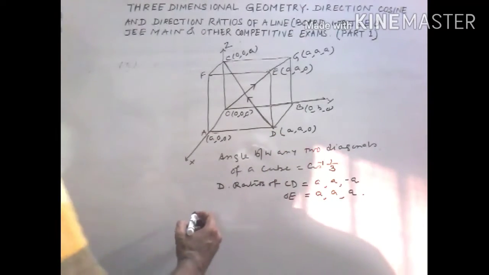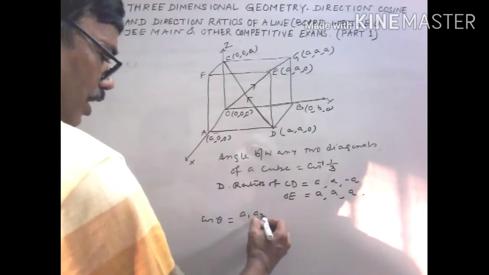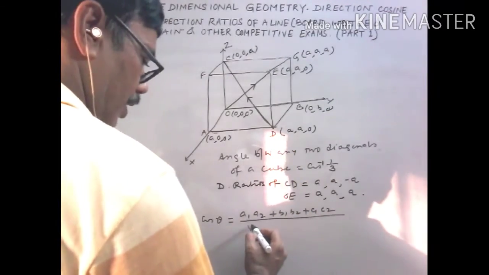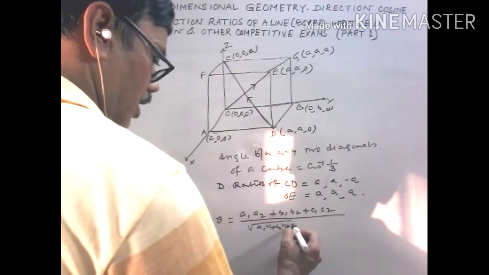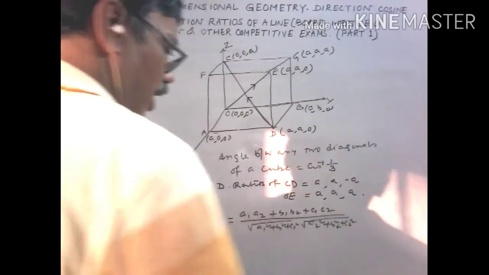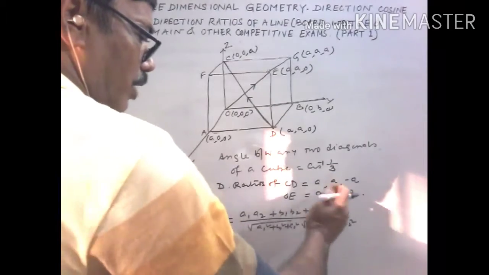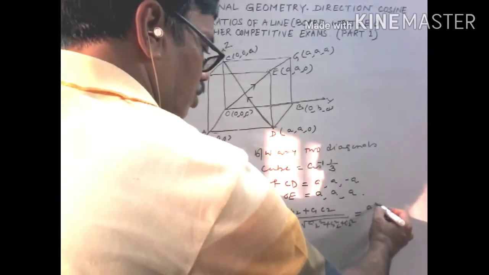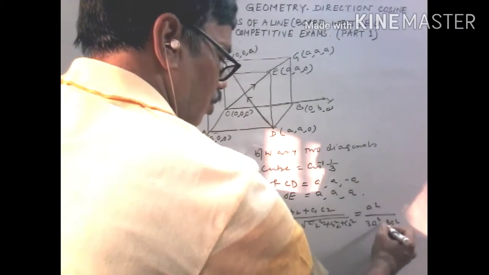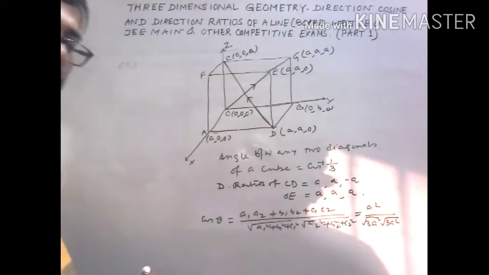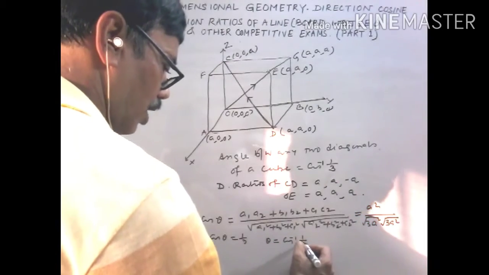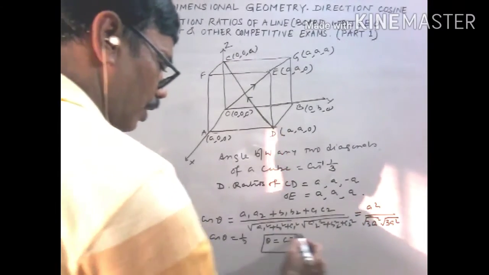So, angle between two lines. cos theta equals (A1A2 + B1B2 + C1C2) by root over (A1 square + B1 square + C1 square) into root over (A2 square + B2 square + C2 square). So A1A2 plus B1B2 plus C1C2 gives A square, and the denominator is root 3 square into 3 square. So we get cos theta equals 1 by 3. So theta equals cos inverse 1 by 3.